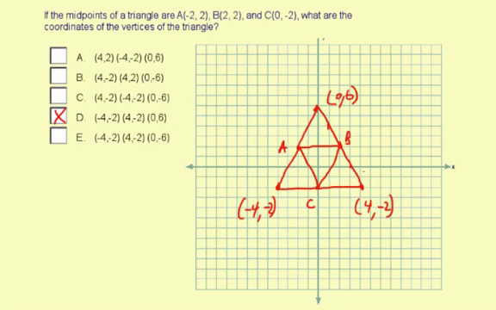Okay, so let me summarize the process again. Plotted the three midpoints, A, B, and C, drew the inner triangle that was made of the midsegments, and then we drew the sides of the triangle based upon the slope of the midsegment. We just drew the outside of the triangle.